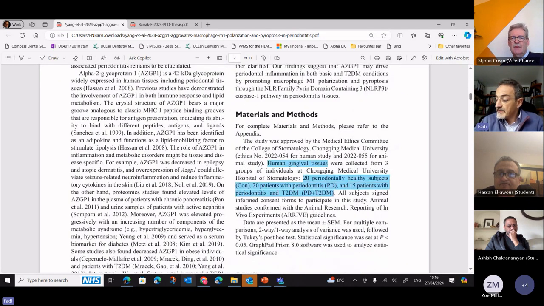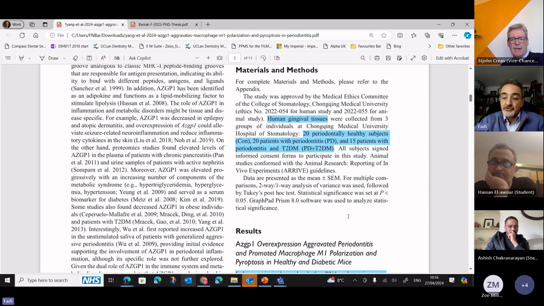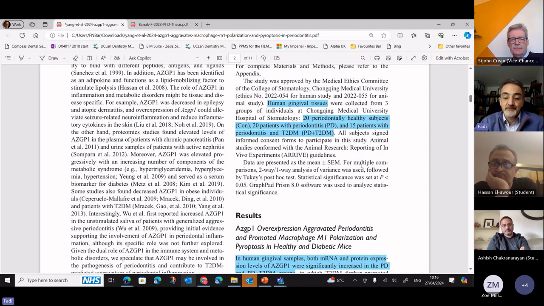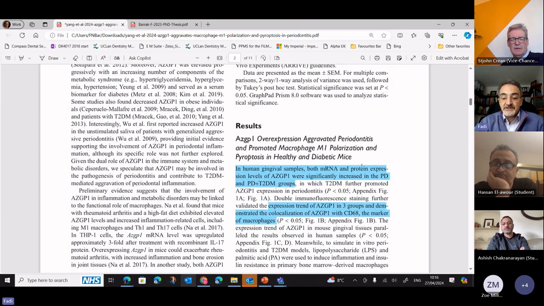They took, in essence, human gingival tissues. They had 20 patients who were healthy, 20 patients who had periodontal disease only, and 15 who had periodontal disease and type 2 diabetes mellitus. So they had some human gingival tissues, but they also looked at some animal studies to do some more detailed analysis. I will summarize their results because obviously it's a fantastic paper with loads of results.